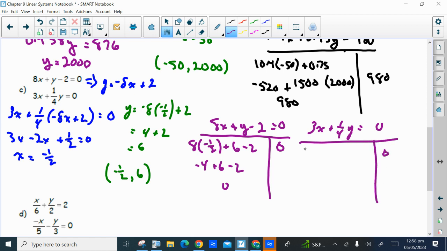Again, the right side is 0. X is -1/2. Y is positive 6.